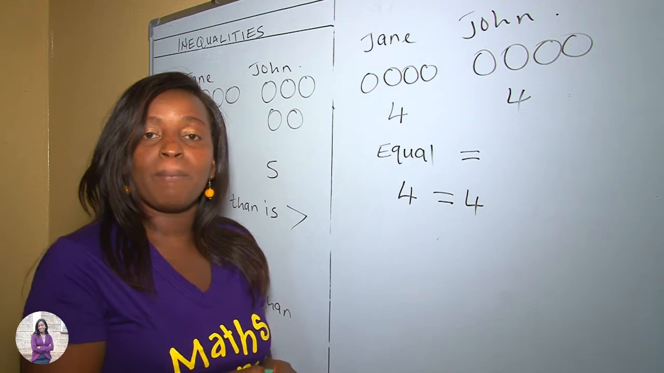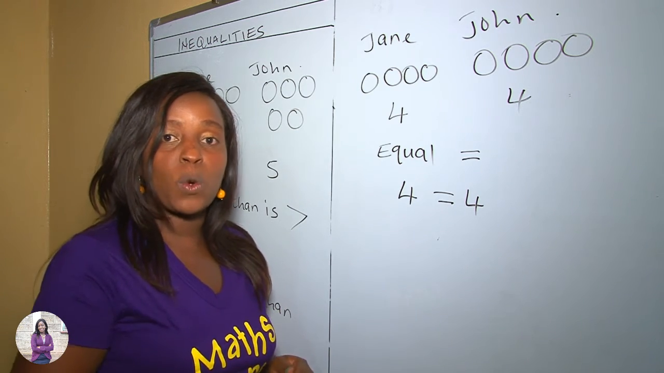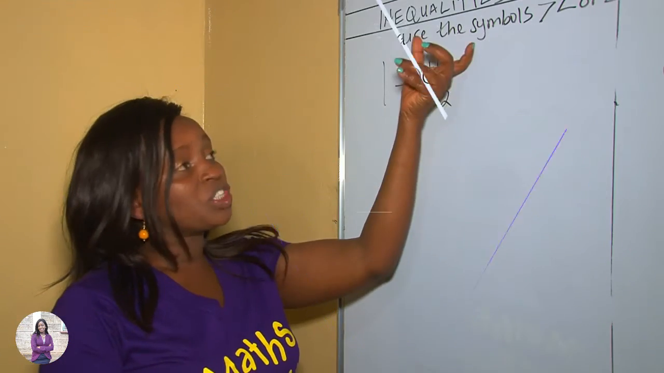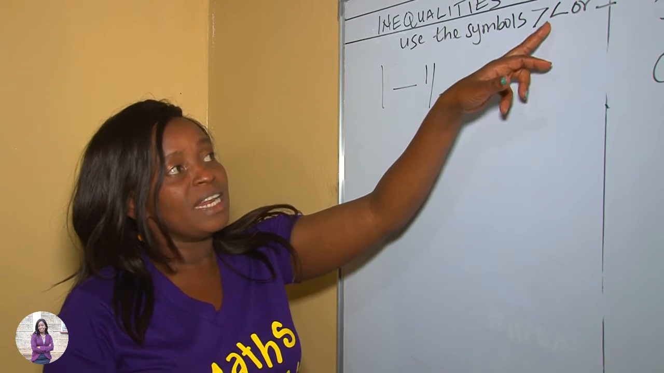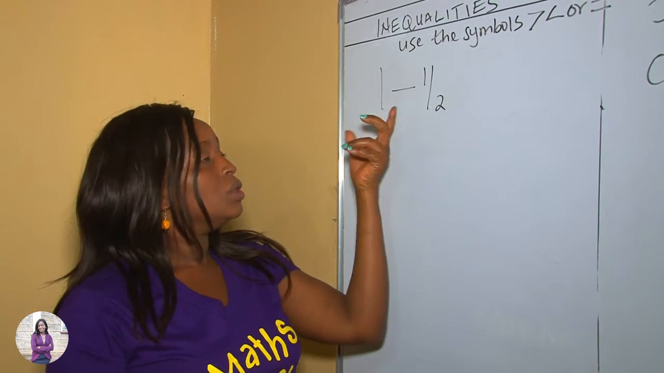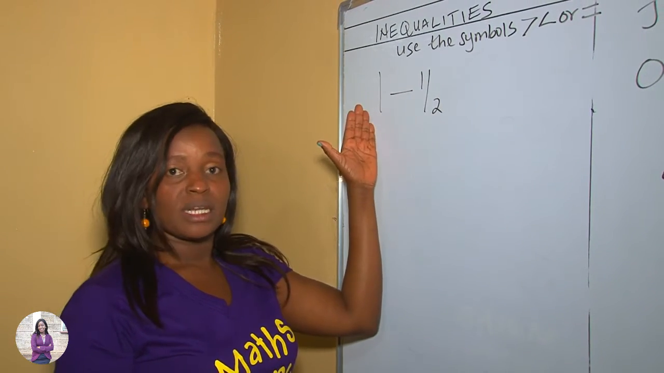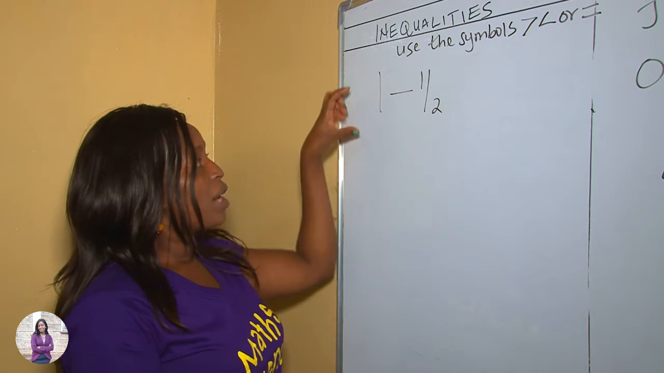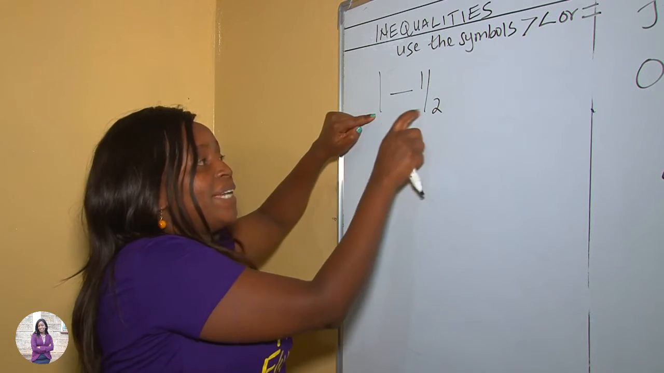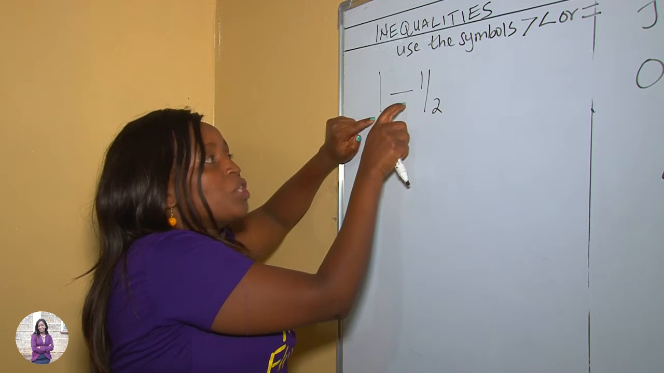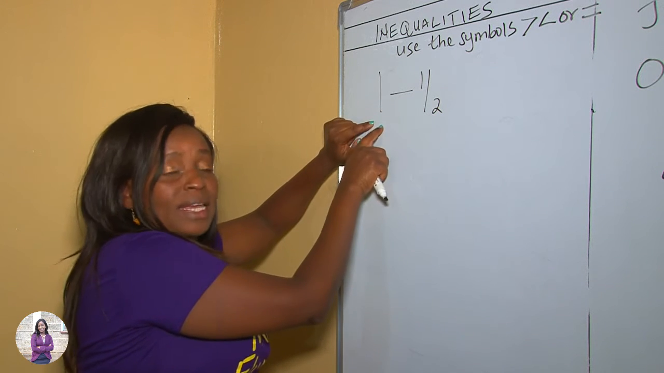Now let's use these symbols in comparing different quantities. In this question, you are told to use the symbols greater than, less than, or equal to compare these two numbers. So we are comparing whatever is on the left with whatever is on the right. 1 and 0.5. Which sign do we need to put here? Considering the first one here.